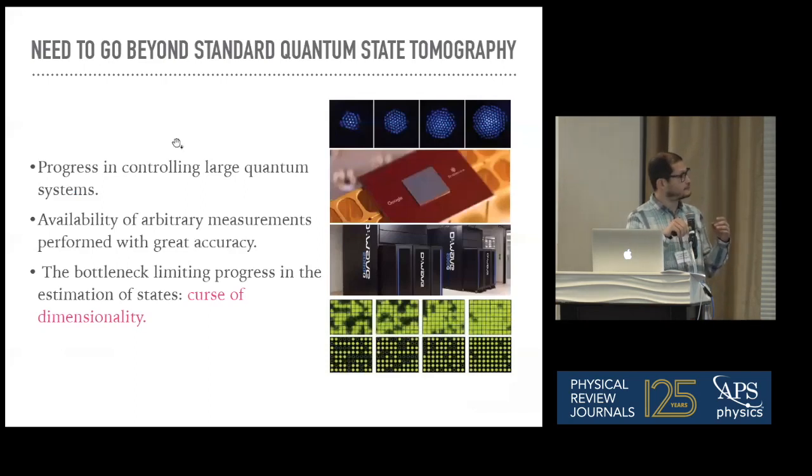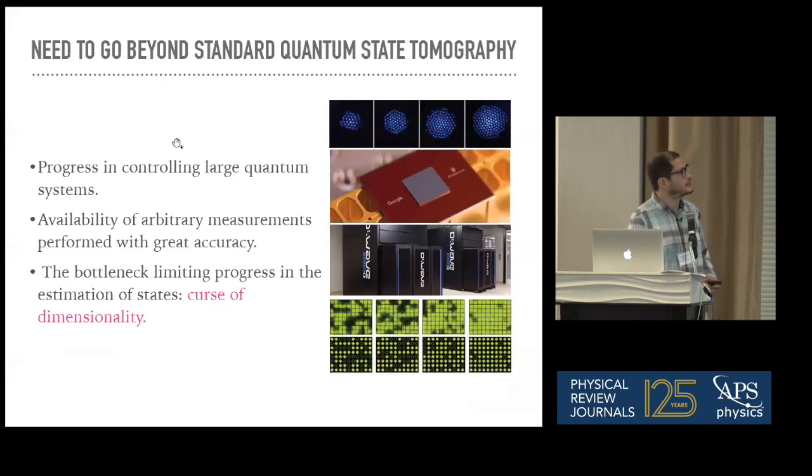So the idea is that there's a new availability of arbitrary measurements performed with a lot of great accuracy on these devices. And then the bottleneck is no longer the construction of the device, if you want. I mean, there's still problems, but they're starting to scale. But then the bottleneck for the verification and for the certification of these problems is the estimation of the state, which suffers this curse of dimensionality due to the exponential explosion of the size of the state space.